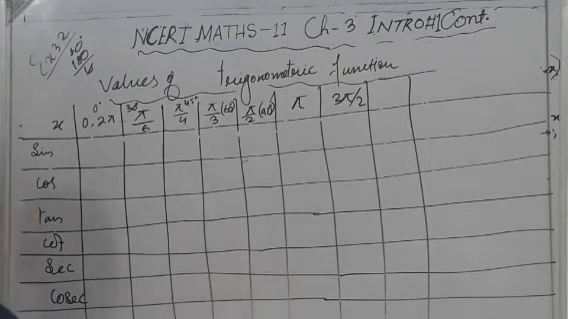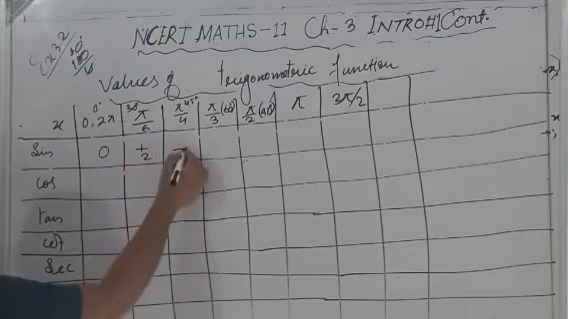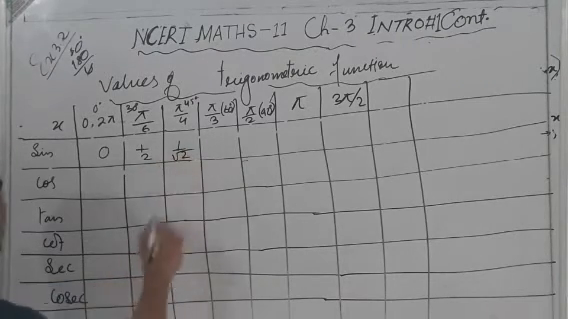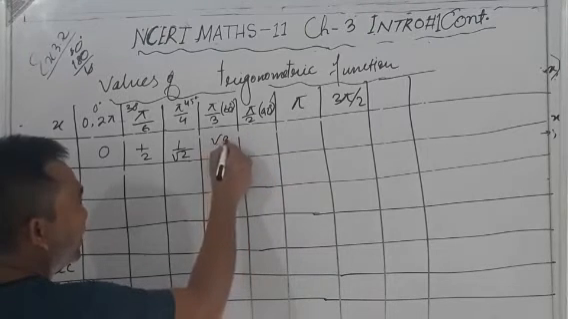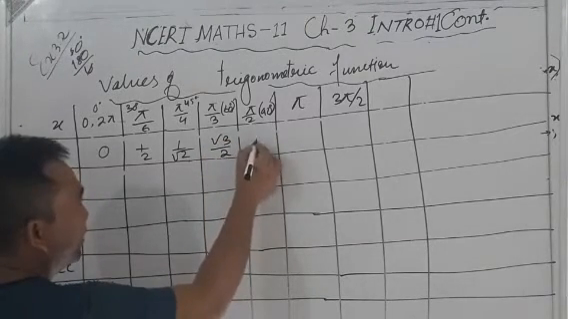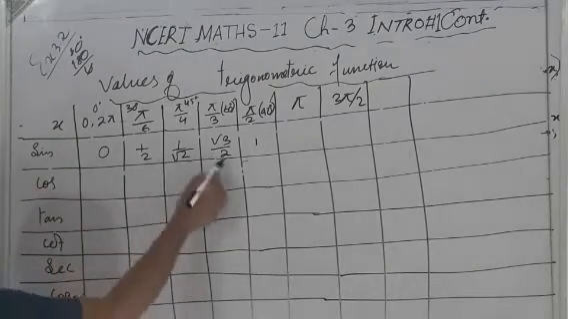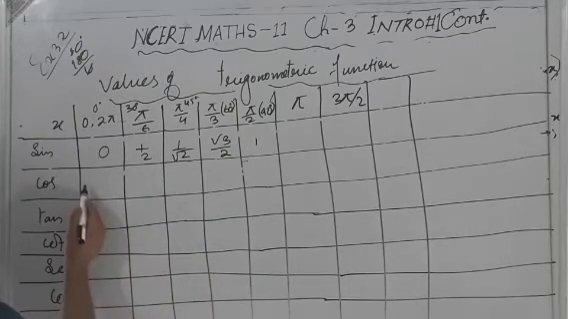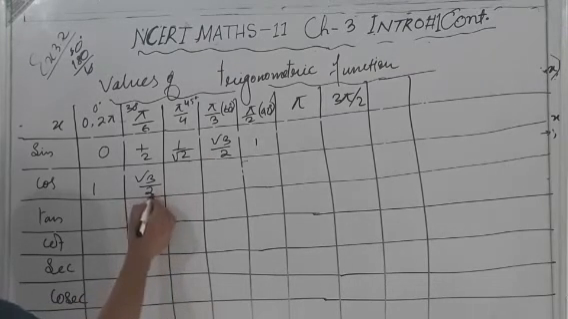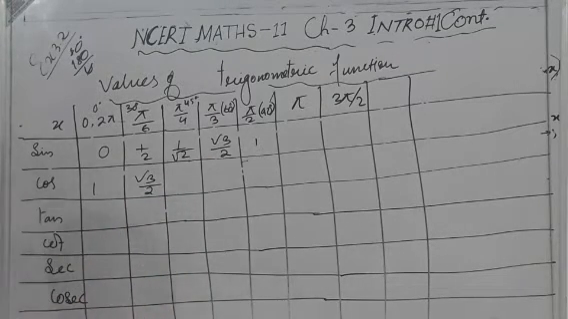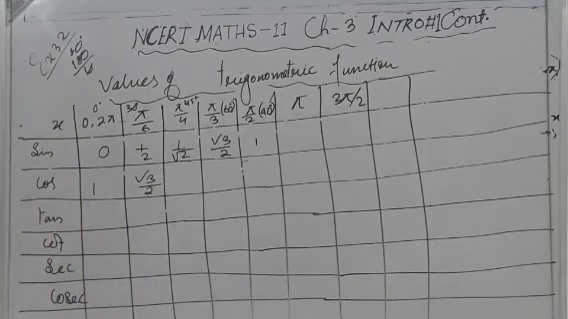So as we know, starting from 0: 0, 1 by 2, 1 by root 2, correct? 1 by root 2, and then here root 3 by 2, and then 1. Correct? Let us finish this. Okay? So what is that? When sin increases from 0 to 1, then cos decreases from 1 to 0. 1, root 3 by 2. So the values of cos x are just the reverse of the sin. Okay?